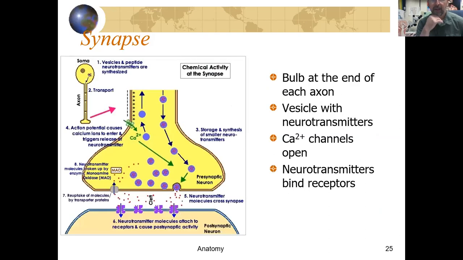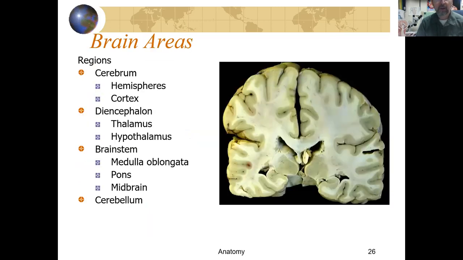And then nerve cells signal each other at synapses. At a synapse, you get the release of neurotransmitters. Again, the receptor is usually a gated channel, and so it opens that channel, and depending on what the channel is, the cell will either be depolarized or hyperpolarized. Then we talked about anatomy.